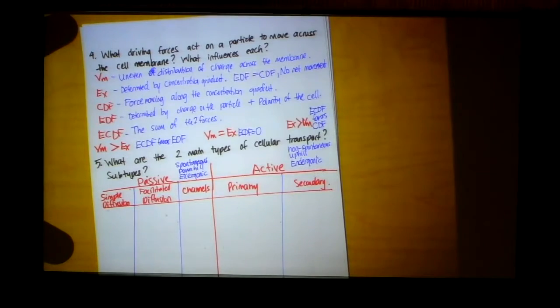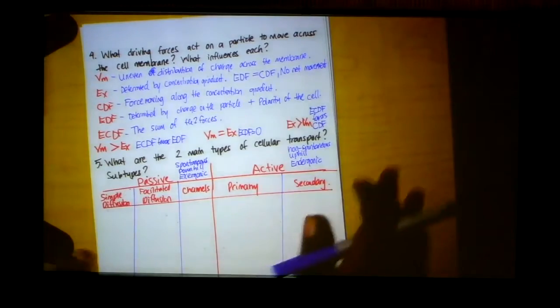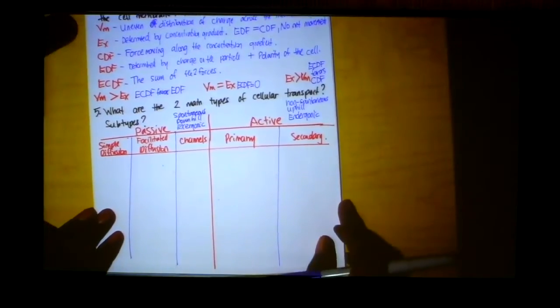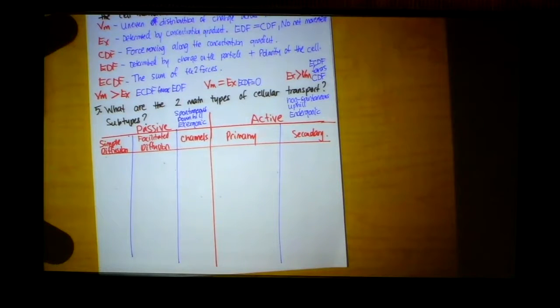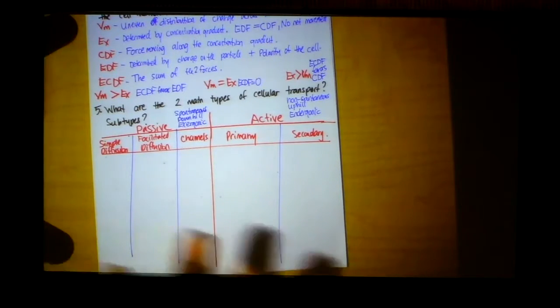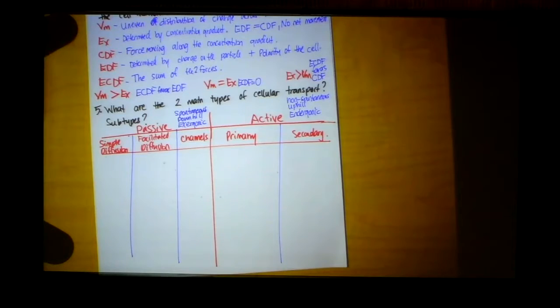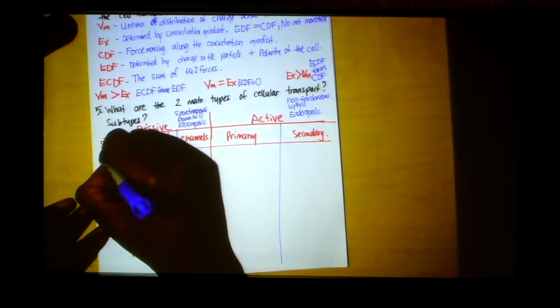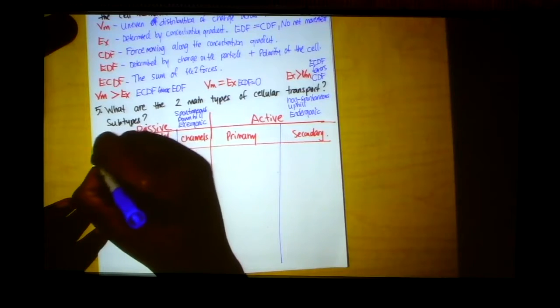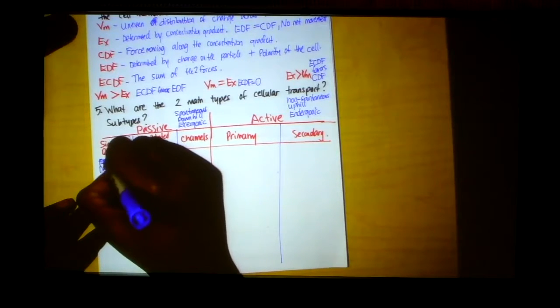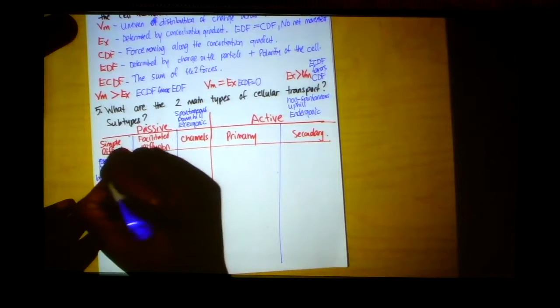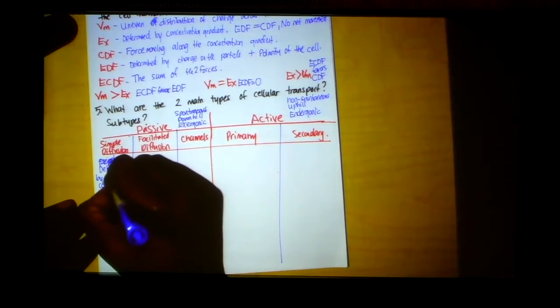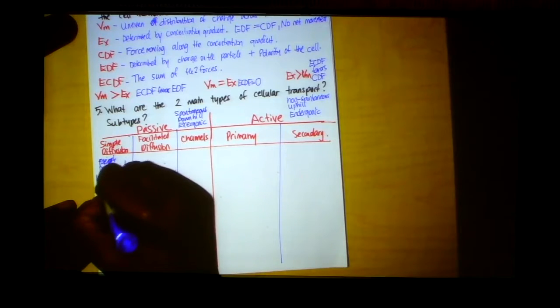Okay. Now let's talk about the important features of simple diffusion. What was the only feature that determined simple diffusion? The only feature that determined the rate of simple diffusion, or determined simple diffusion, not the rate. The concentration gradient, right? So this is determined by the concentration gradient.